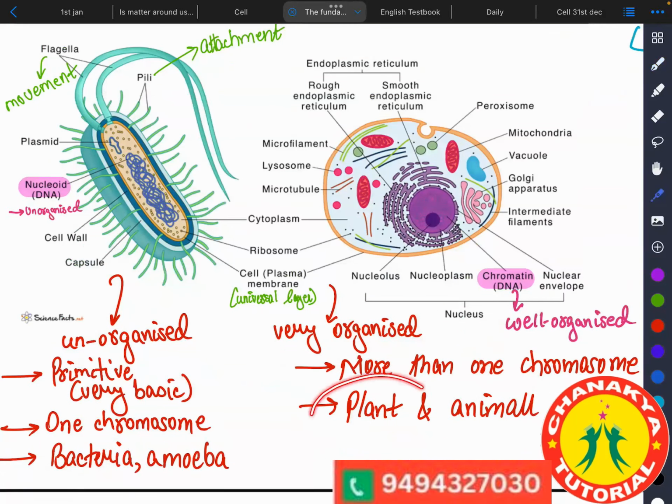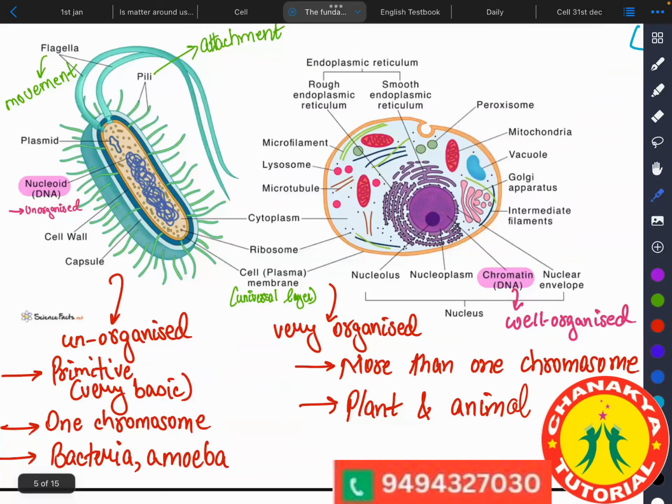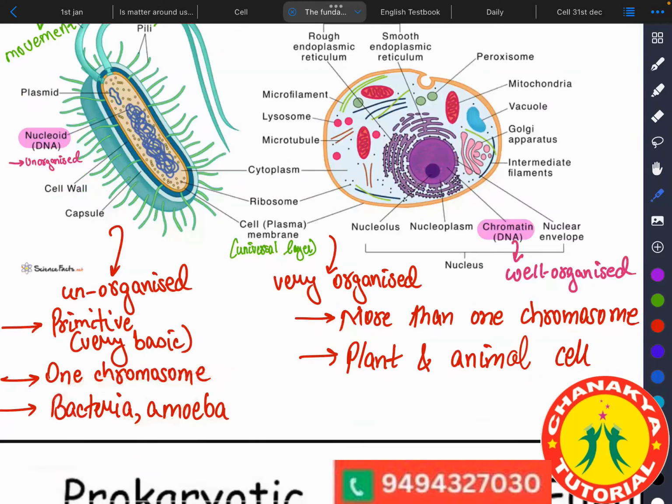You will encounter plant cell and animal cell. What is the spelling of animal? Animal, A-N-I-M-A-L. Yes. So when we talk about eukaryotic and prokaryotic, we will always write plant and animal cell under eukaryotic cells. And the bacteria, amoeba, these all come under prokaryotic cells.